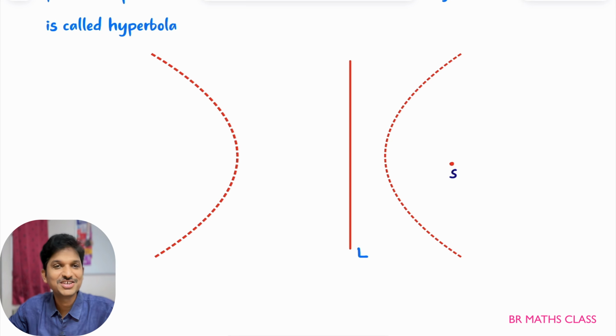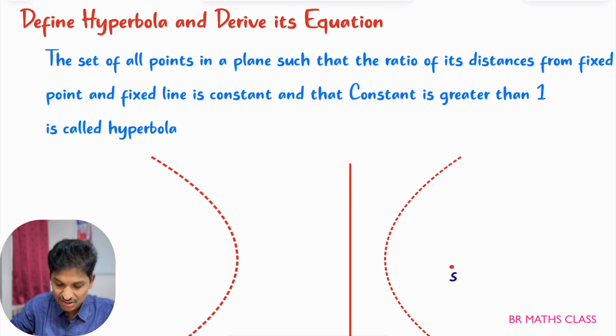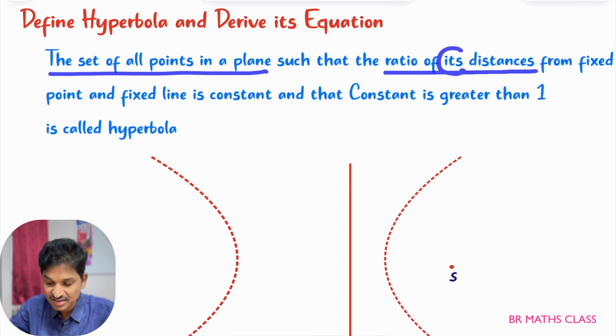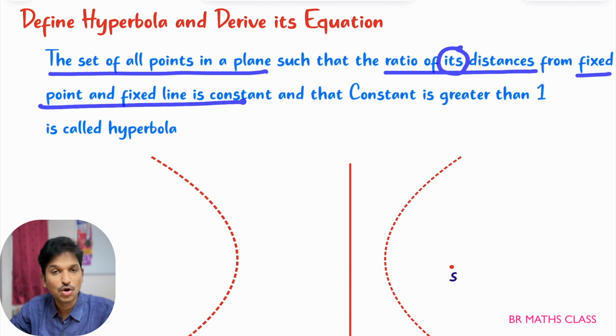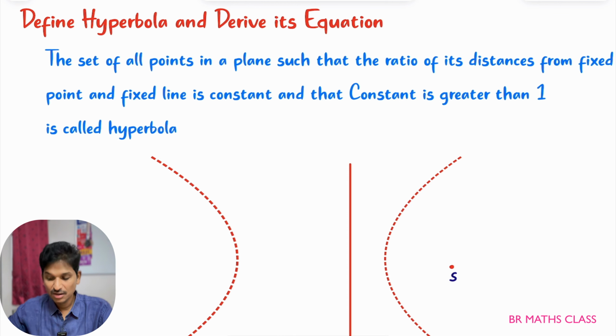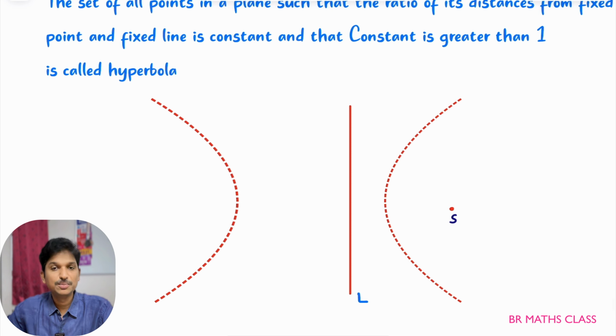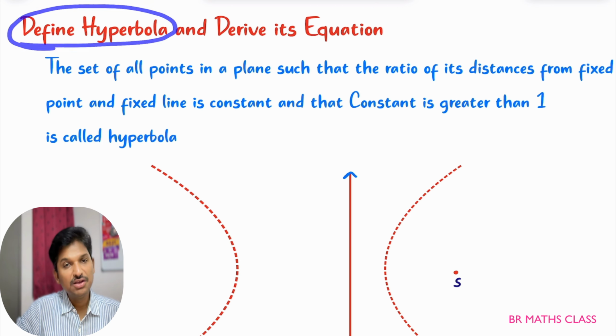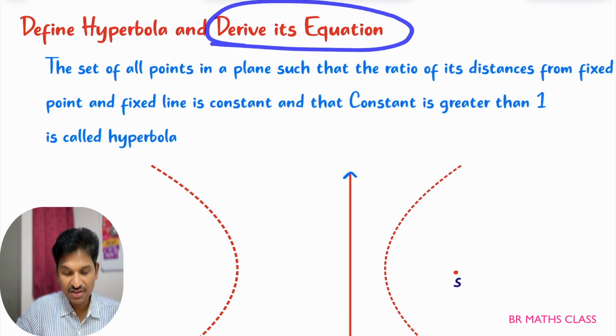Now let's see the definition of hyperbola. The set of all points in a plane such that the ratio of its distances from point P to a fixed point and a fixed straight line is constant, and that constant is greater than 1, is called a hyperbola. So finally, whatever shape you are observing here, this is the shape of the hyperbola. Now the definition of hyperbola is over. Now we derive this equation.